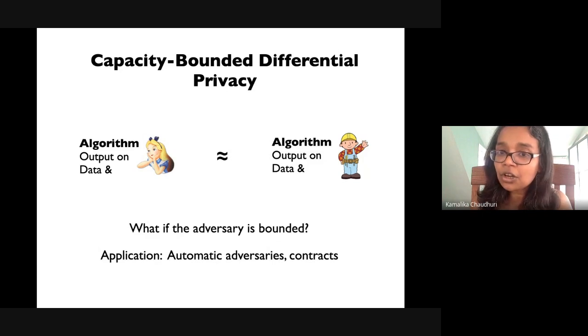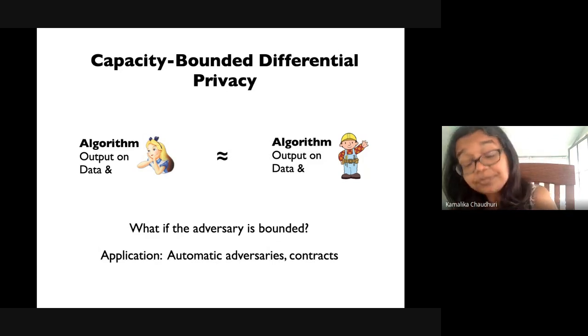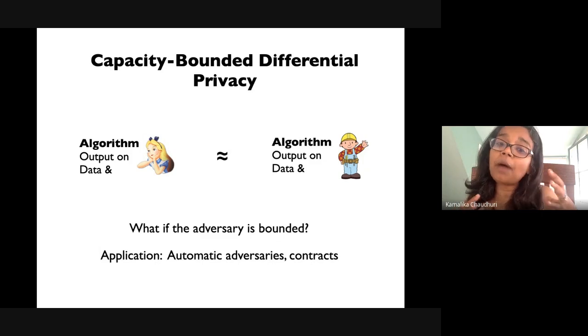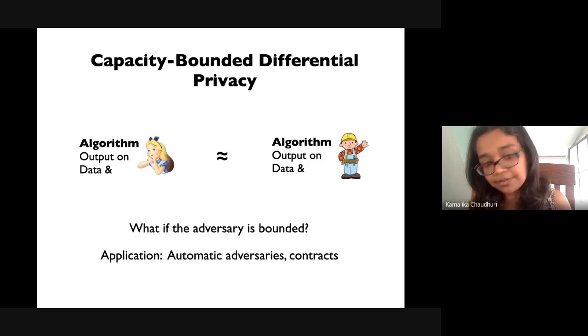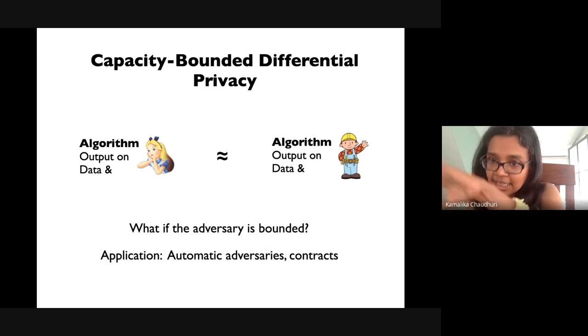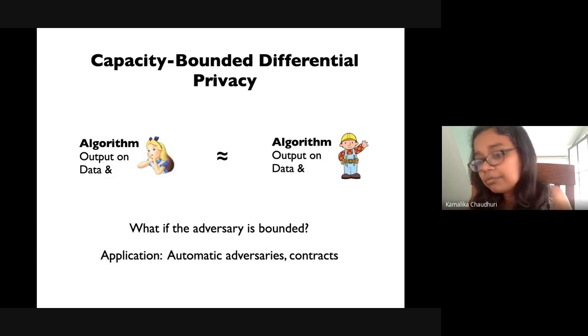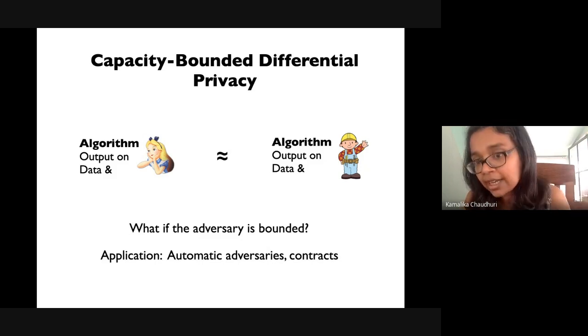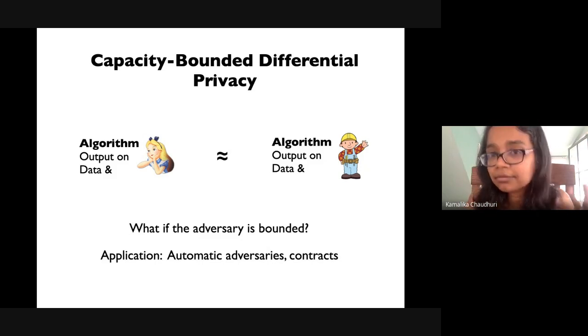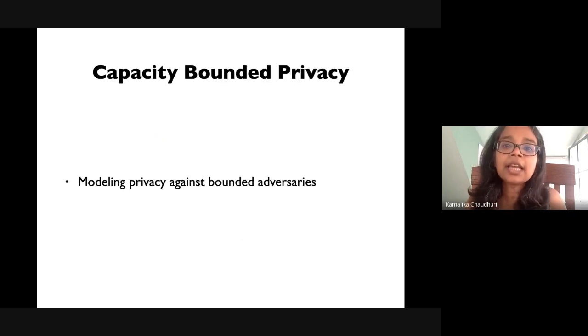So if we understood bounded adversaries, then we could also design such a data usage contract, right? So what could a bounded adversary infer? Well, then we could say that, okay, these are the things you're supposed to compute on the data, that's it. And then if you stick to that contract, then you are fine with privacy. But if you're violating the contract, then privacy may not hold.